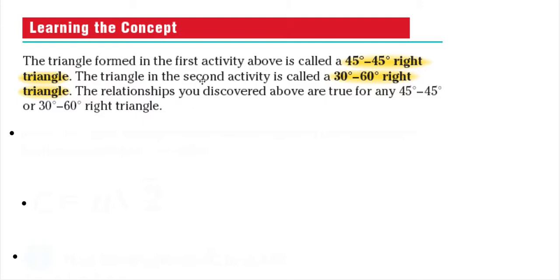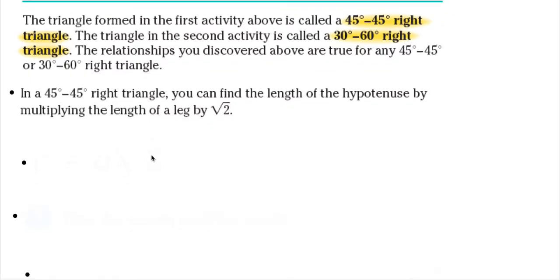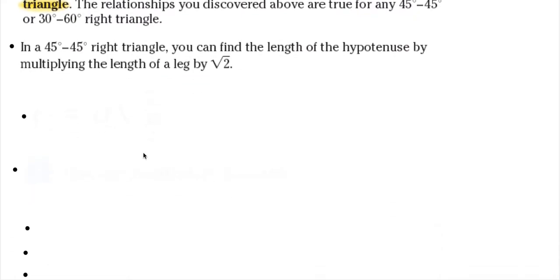The first activity that we finished is a 45-45 degree right triangle. The triangle in the second activity is a 30-60 right triangle. The relationships we discovered above are true for any 45-45 degree and 30-60 right triangle. In a 45-45 degree right triangle, you can find the length of the hypotenuse by multiplying the leg by radical 2. This is the formula: hypotenuse is equal to A times radical 2 in a 45 degree right triangle.